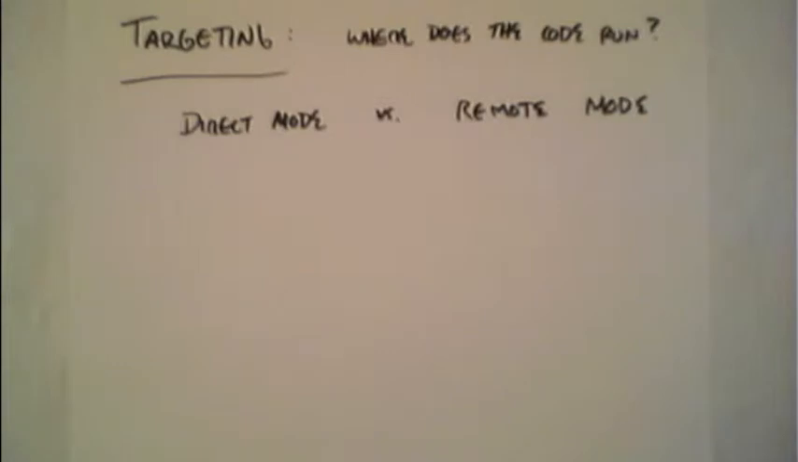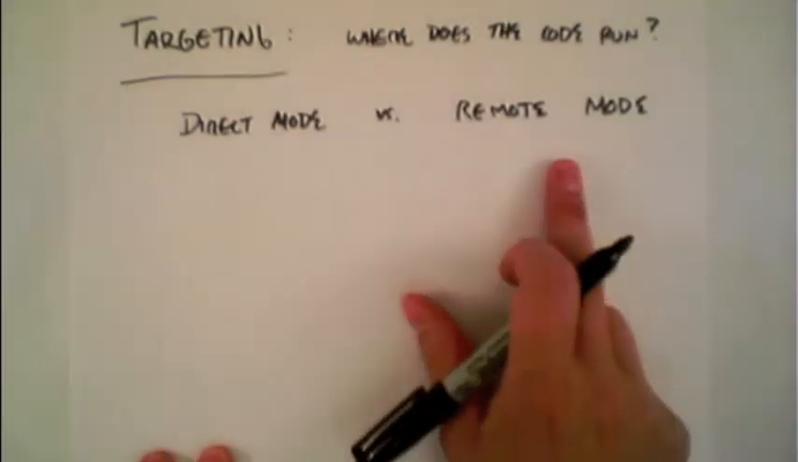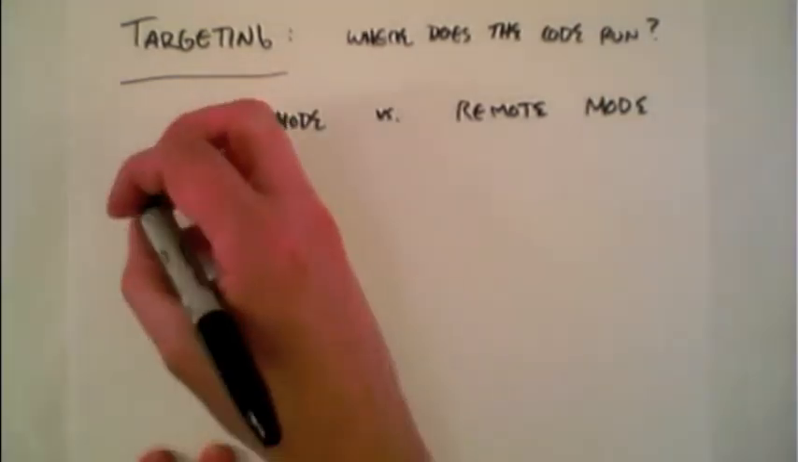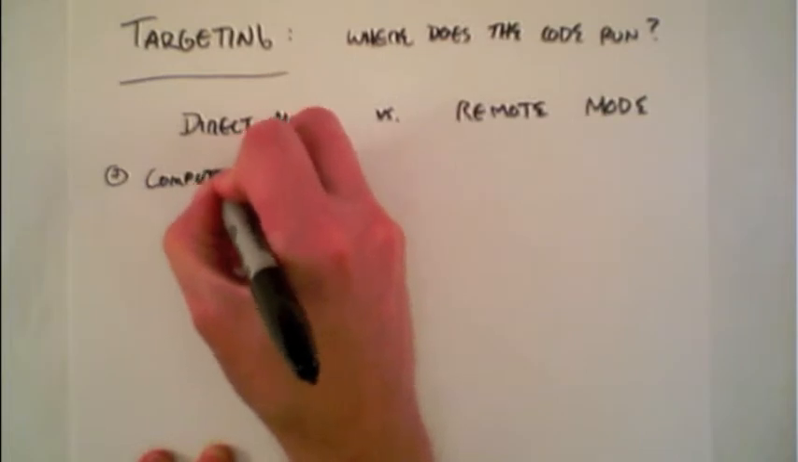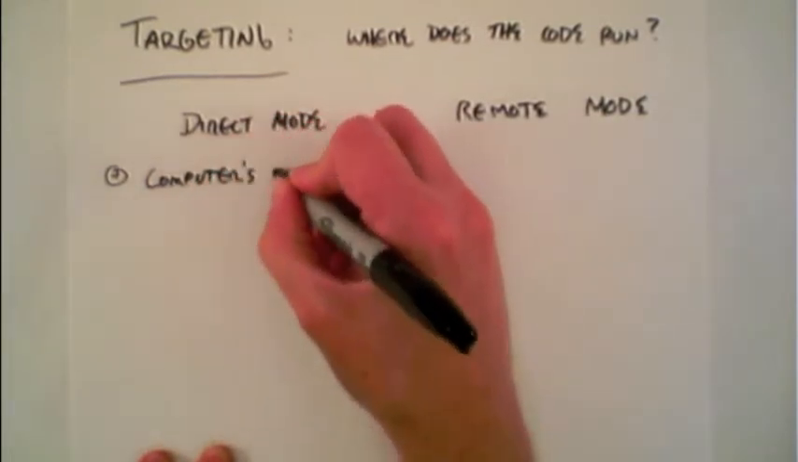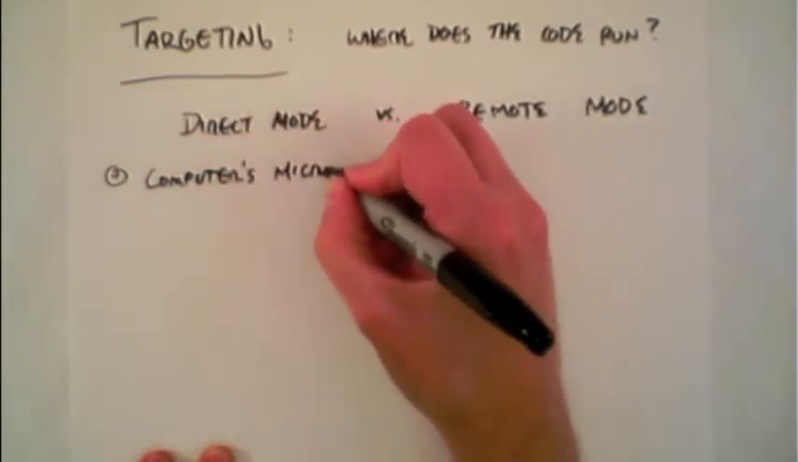When thinking about targeting and deciding where you want your code to run, it's good to know the advantages of direct mode versus remote mode. In direct mode, you're actually using your computer's microprocessor in order to run the majority of the code.